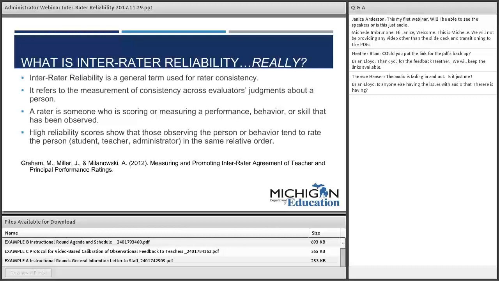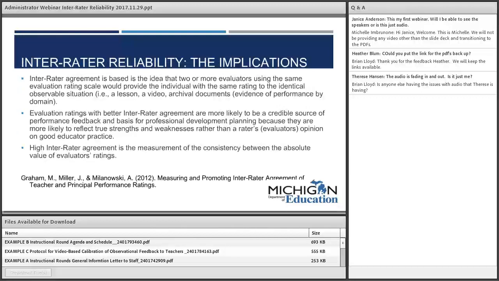For today's purpose, I'm going to refer to inter-rater reliability as the statistical measurements that take place by the person being the rater, or here in our case, the administrator, during the scoring, measuring, or the collecting of the data during an observation. So inter-rater reliability is merely a general term used for rater consistency. We're going to refer to it as the measurement of consistency across evaluators who use judgments about that individual.